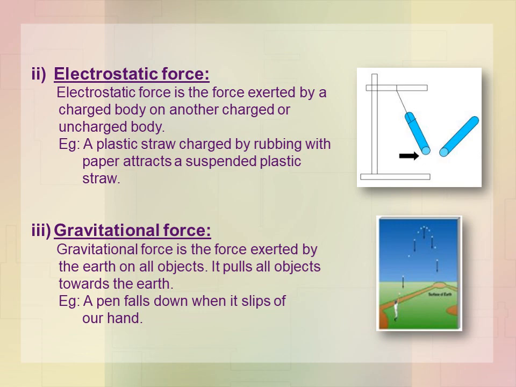Number 3, gravitational force. Gravitational force is a force exerted by the earth on all objects. It pulls all objects toward the earth. Example, a pen falling down when it slips off our hand, as you can see in the picture.